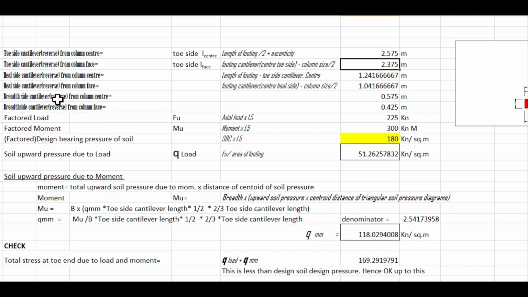Similarly, on the breadth side also we can calculate these things. So these are the 6 values we are calculating before commencing. These dimensions we are calculating and putting them here.